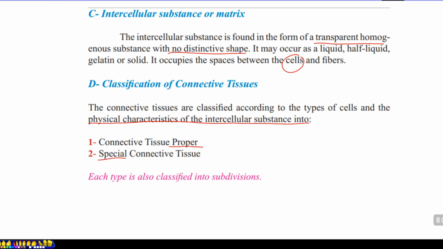If the tissue contains the types of cells which we studied, with some kind of fibers, it is proper connective tissue. But if the tissue has some specialized cells for different functions, that time we call it special connective tissue, like blood tissue, bone tissue, cartilage tissue, or lymphatic tissue.